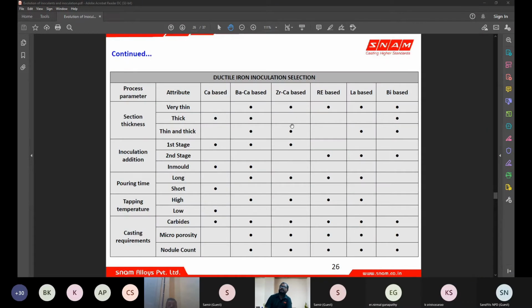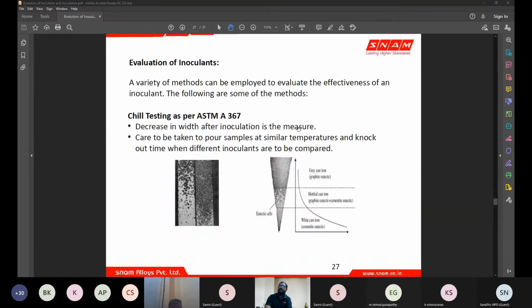So in the same way, you've got different selection criteria where you can have different casting requirements, and then against which different inoculation can be selected. For any detailed discussion or guidance on this, you can write to us anytime, or you can talk to our SNAM representatives. We'll guide you in establishing the required inoculation process.